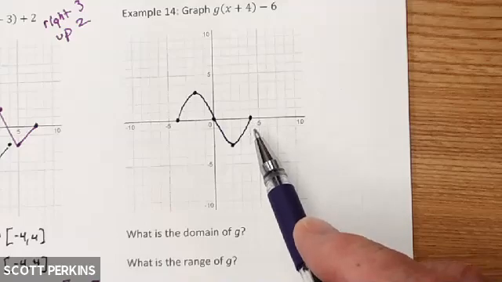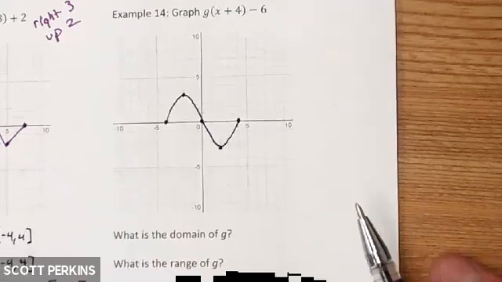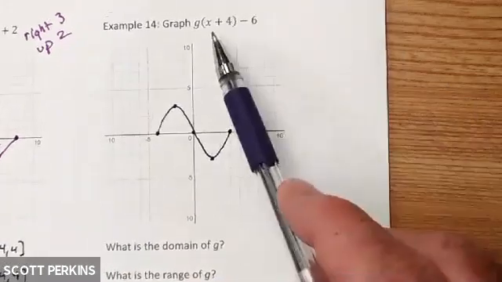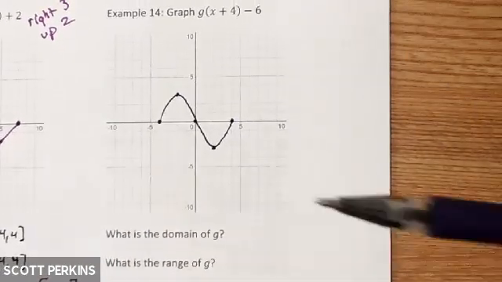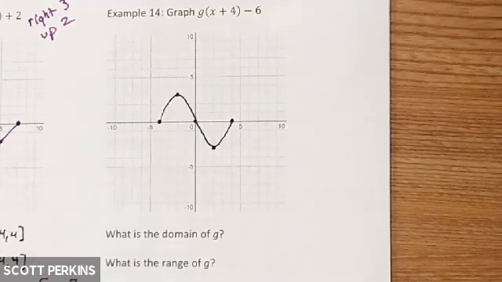Everybody get that? Okay, so do me this favor. I would like you to please just do this whole problem. First, graph G of X plus 4 minus 6, and then do the domain and the range down at the bottom.